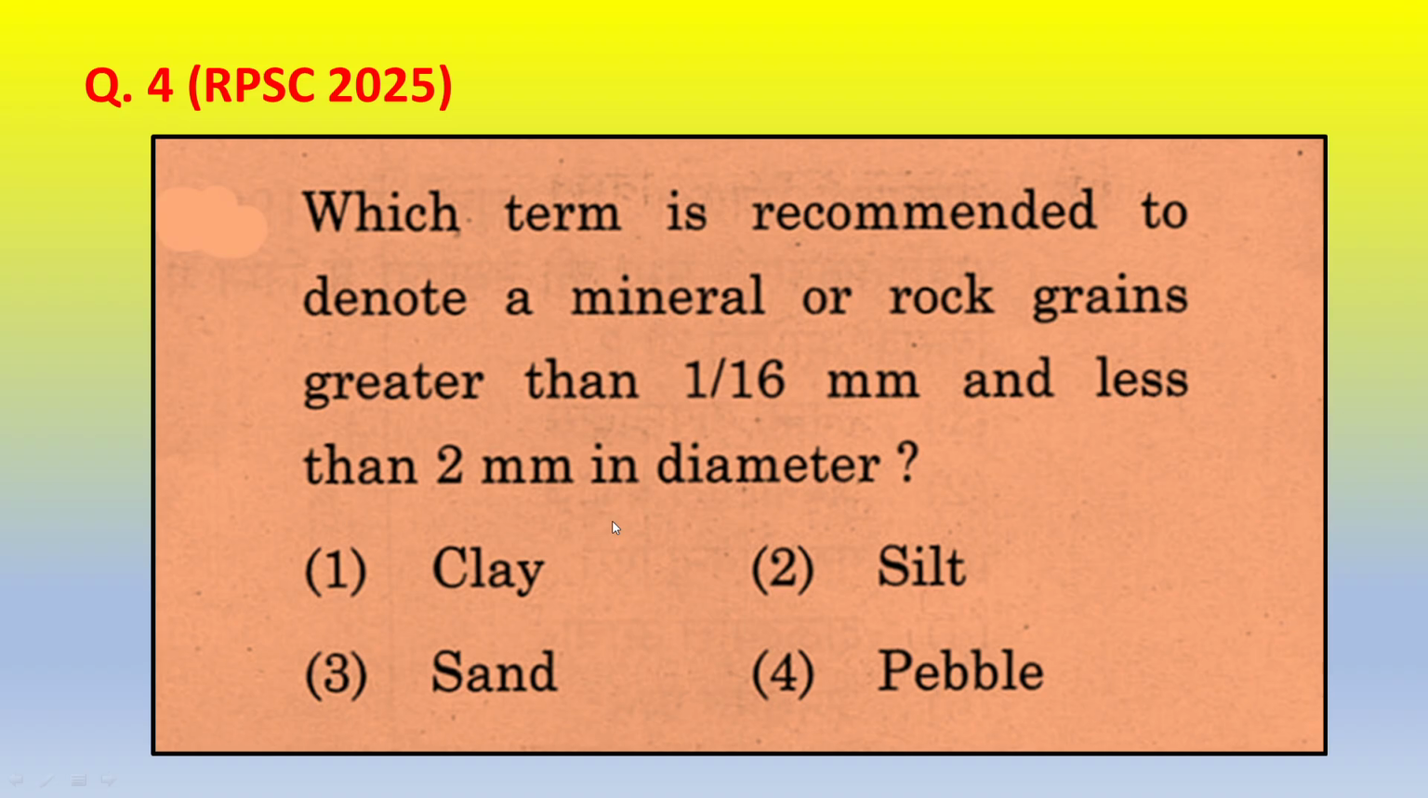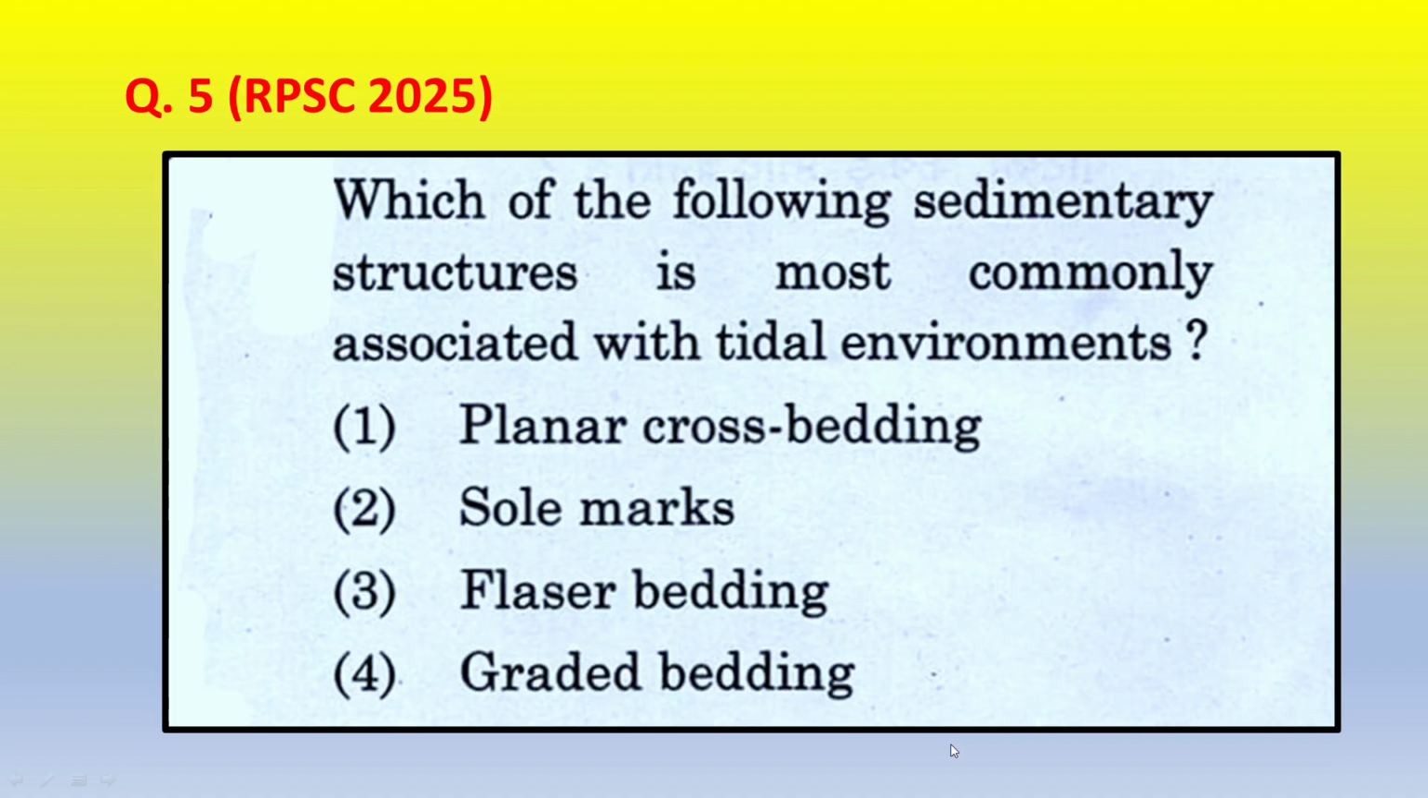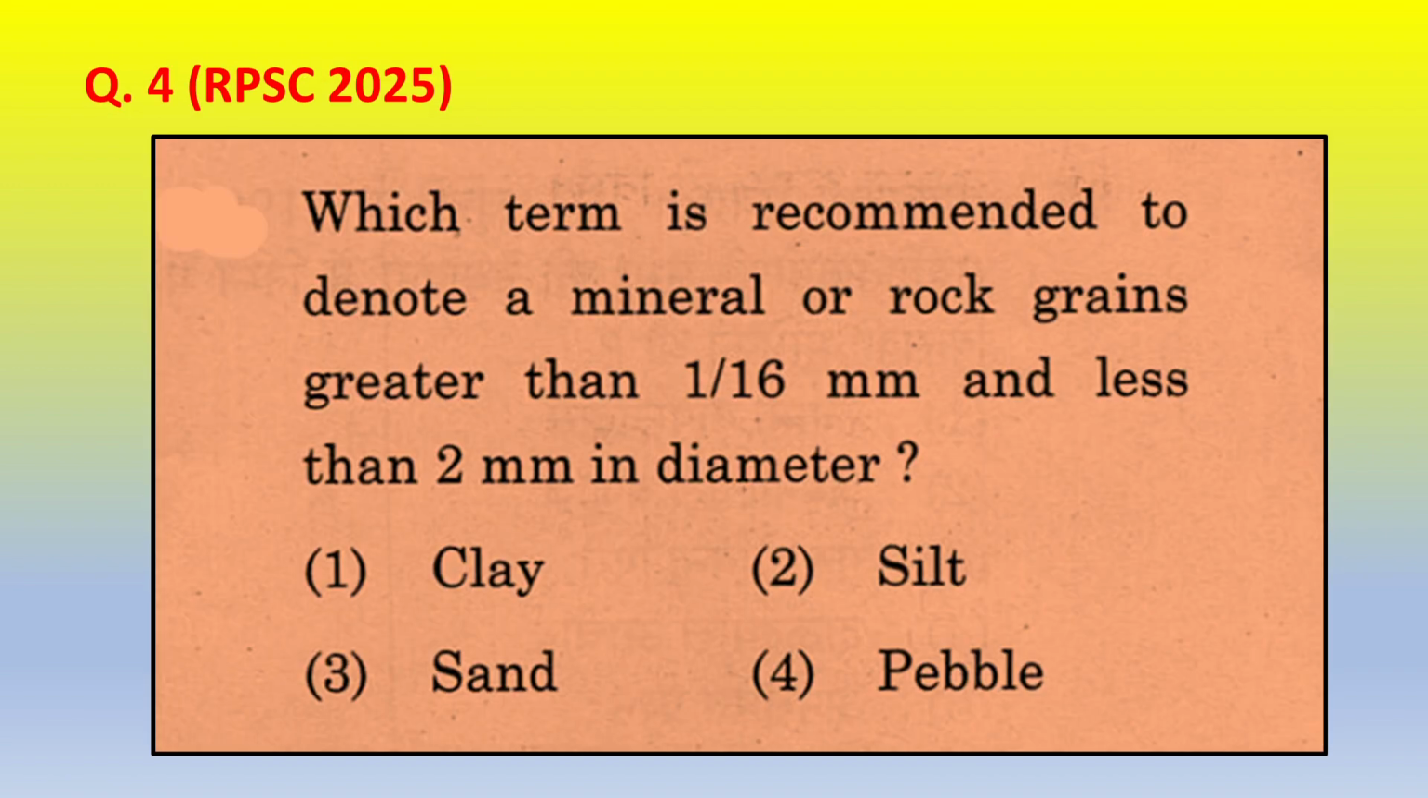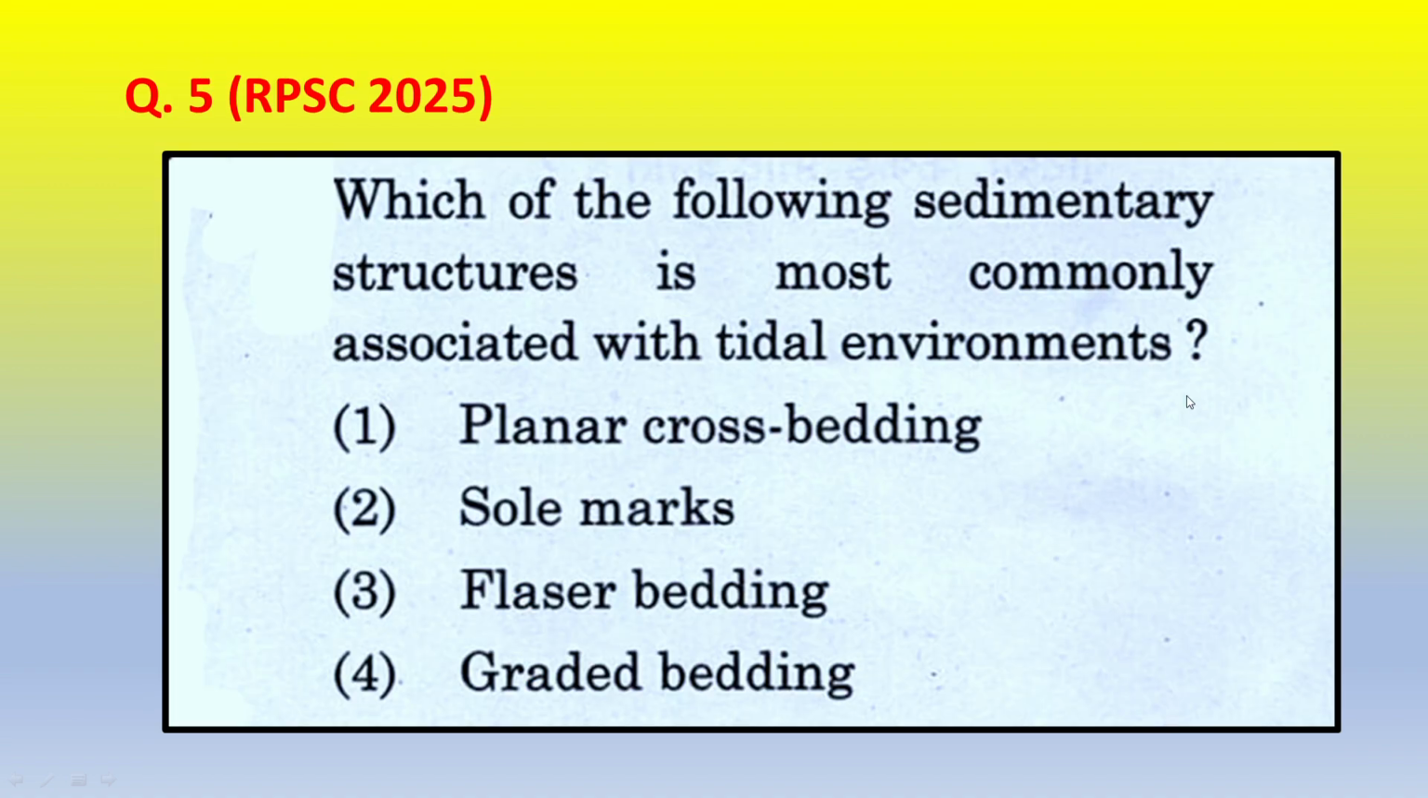Okay. Next is, which term is recommended to denote a mineral or a rock grain greater than 1/16 mm and less than 2 mm in diameter? So greater than 1/16 mm and less than 2 mm. Clay, sand, silt and pebble. So this is a question for you. You write the answer in the comment box.